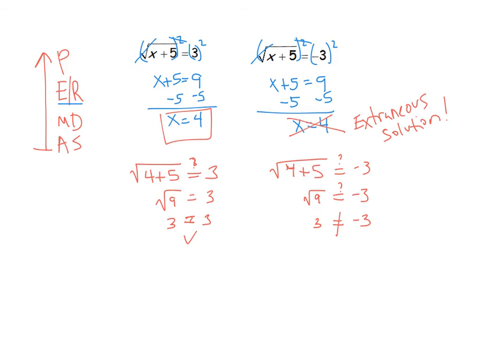Okay, now if you think back to why that might have been an issue, well, early on in this example, let's just rewrite this for a quick second, the square root of x plus 5 equals negative 3. Well, think about this for a minute. Will the square root of anything ever equal a negative value? The answer is no. A square root will never equal a negative value. So that is why it does not work in the end.